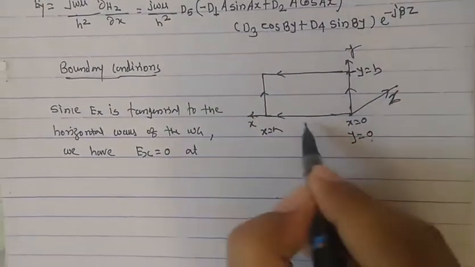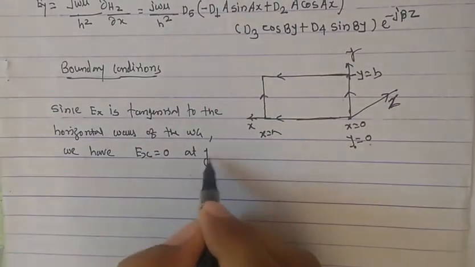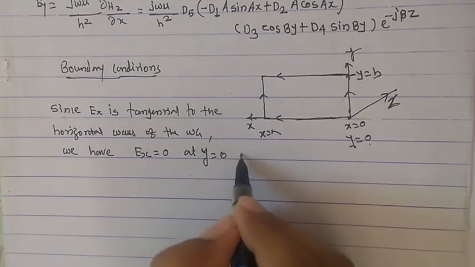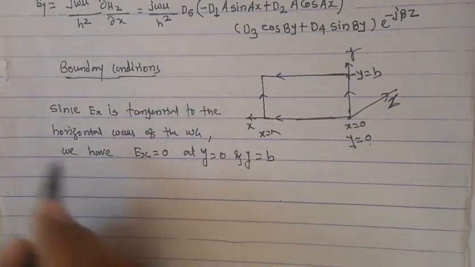So these are the horizontal walls. So we have y equal to 0 and y equal to b. At y equal to 0 and y equal to b, Ex will be 0. So this is our first boundary condition.